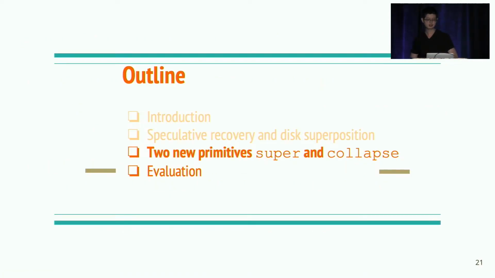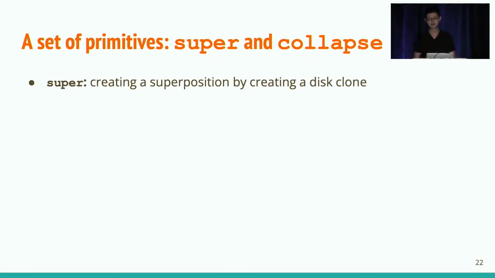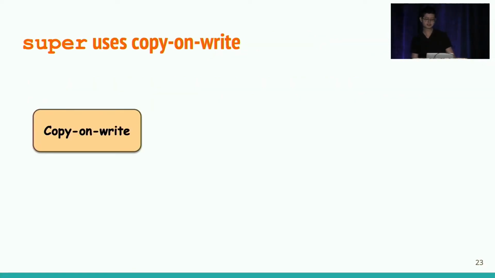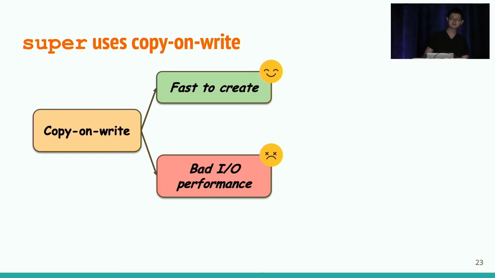Now let's talk about how to implement a speculative recovery system. So we introduce a set of primitives, super and collapse. Basically, super creates a superposition by creating a disk clone. Collapse collapses a superposition by monitoring which disk version has been observed. So super uses copy on write to create a clone. It's fast to do so because the actual data copying is delayed. But such delaying also hurts I/O performance after creation.